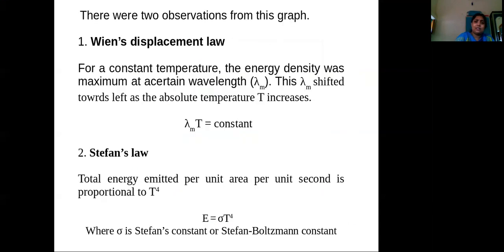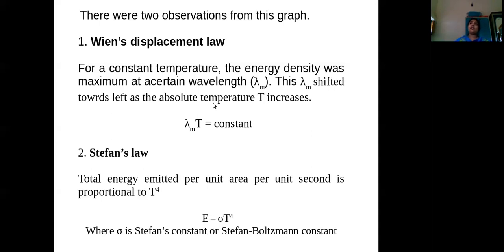Now from these graphs there were two observations. The first one was Wien's displacement law, which we already have discussed, that is lambda m into T equals constant. The next one is Stefan's law. Stefan's law stated that the total energy emitted per unit area per unit second is proportional to T to the power 4, or E is equal to sigma T to the power 4, where sigma is the Stefan's constant, or sometimes called the Stefan-Boltzmann constant. So these were the observed phenomena from the black body radiation spectrum.